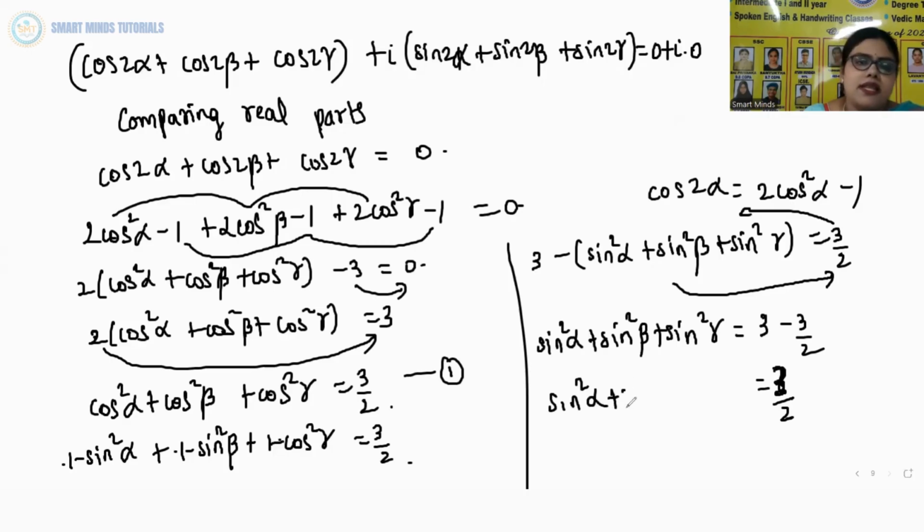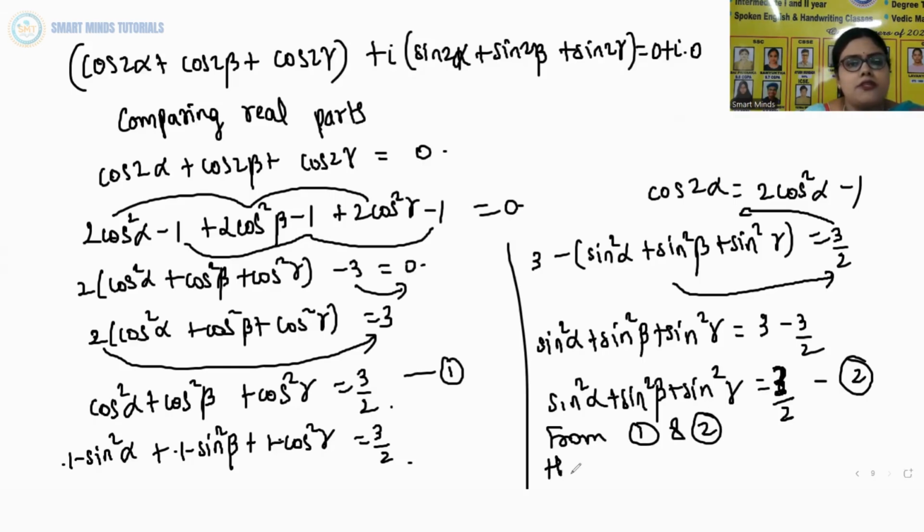So sin square alpha plus sin square beta plus sin square gamma is 3 by 2. Let's say equation number 2. Now look at the question. Did we prove both of them? So from 1 and 2, the result is proved.